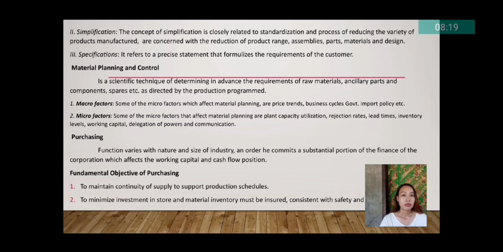Purchasing. Function varies with nature and size of industry. In order to commit substantial portion of the finance of the corporation which affect working capital and cash flow position. So, yung purchasing, isa yan ka nature ng or size ng isa ka industry, na may substantial finances with the cooperation of the working capital, kailangan siya ng cash capital position.